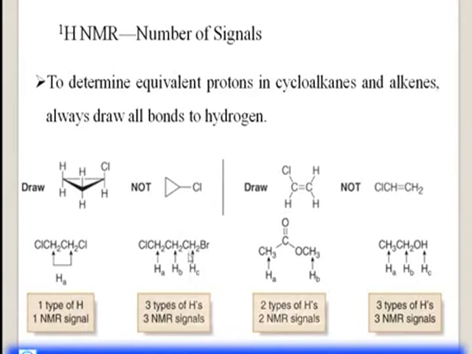Here you can see 3 types of protons, so 3 NMR signals will be obtained. Here 2 types of protons are there, so 2 NMR signals will be obtained. Here 3 types of protons, so 3 NMR signals will be obtained. So we can say that equivalent protons will give only one signal, and it depends on the adjacent environment.